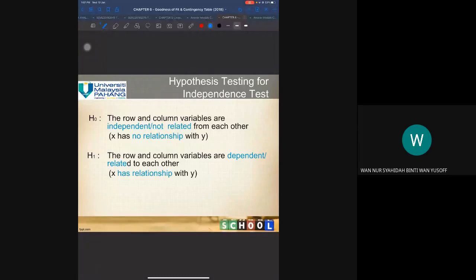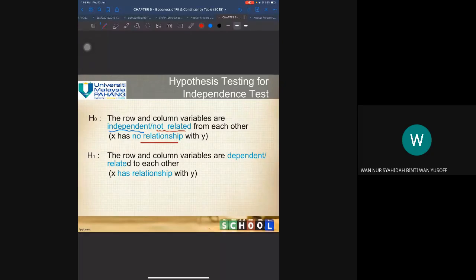Okay, if you have independence tasks, independent task means that we need to determine whether the column variable and row variable are related or not to each other. There will be some keywords that we use. Sometimes we use the word independent, sometimes not related or no relationship.